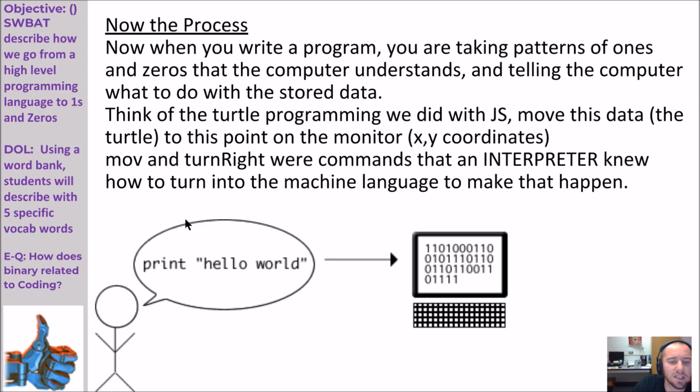Now let me tell you a little bit more about the process. Basically, when you write a program, you're taking patterns of ones and zeros, right? Those permutations that matter. Permutation is an order that matters. So you're taking these switches and turning them on so that other switches can come on in just the way you want. So you take these patterns. These instructions are used to tell the computer what to do with some of the data that is already stored on the machine. So you have patterns that make up instructions, and you have patterns that make up data.